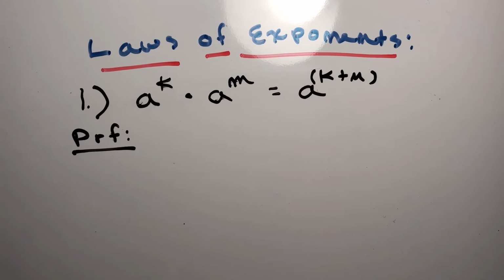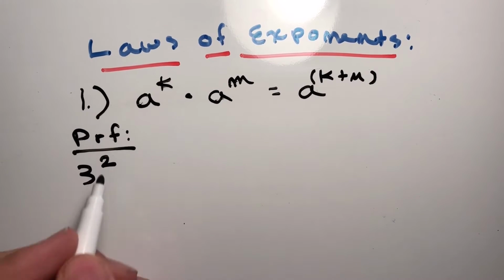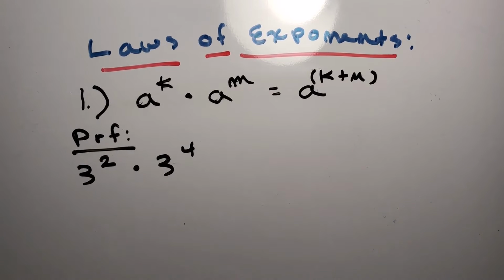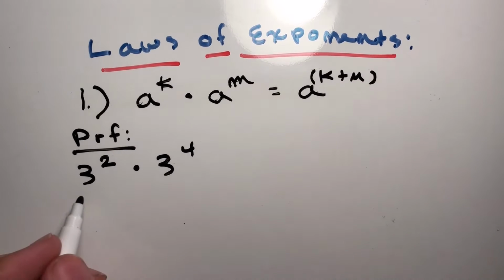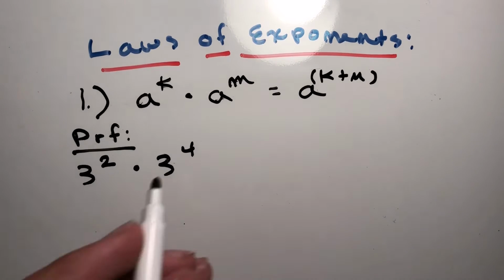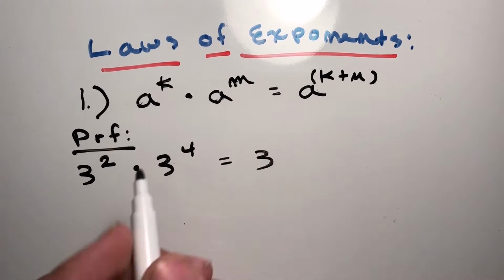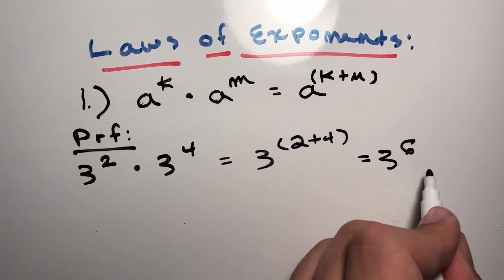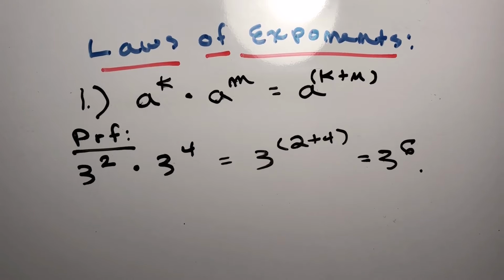So let's take 3 to the second, for example, just like I discussed in the beginning here. 3 to the second times 3 to the fourth. In this case, the 3 would be kind of like our A. The base in each case here is 3. And our k would be 2 and our m would be 4. But it really doesn't matter what we call them. All that matters here is that we're multiplying two exponential expressions with the same base. And so by our law here, we know that this is 3 to the 2 plus 4, which gives us 3 to the 6th.